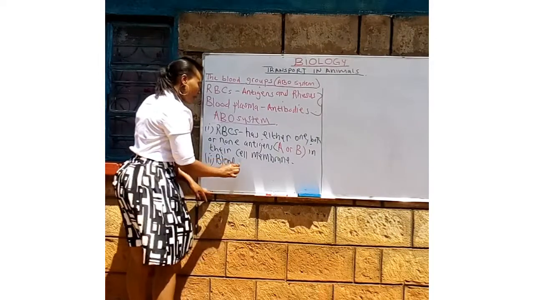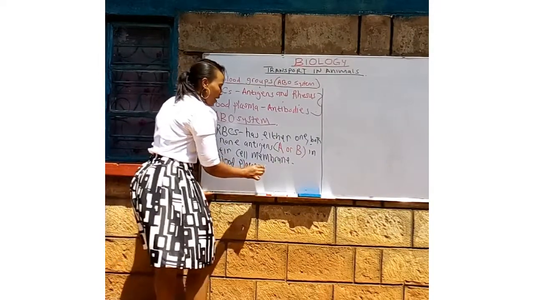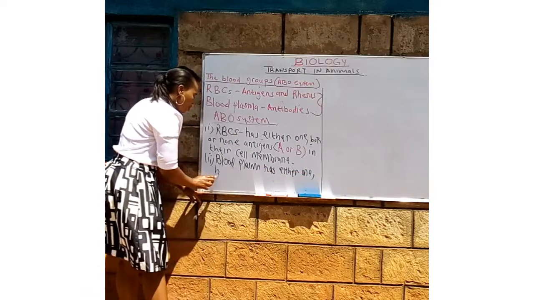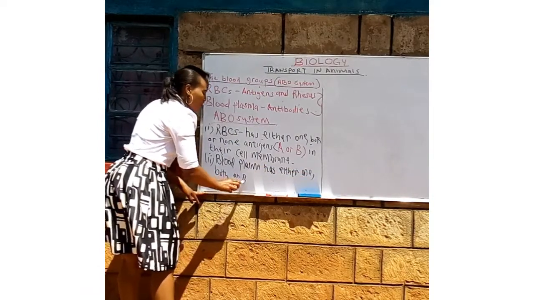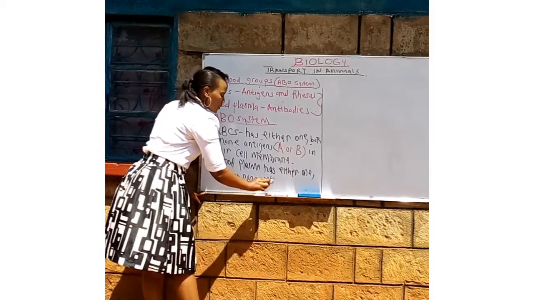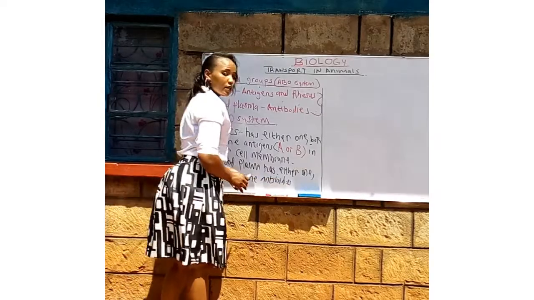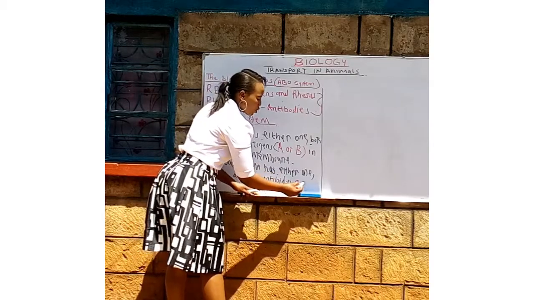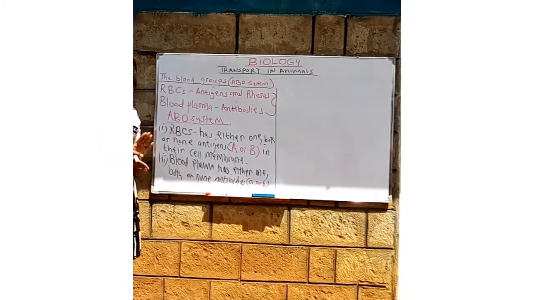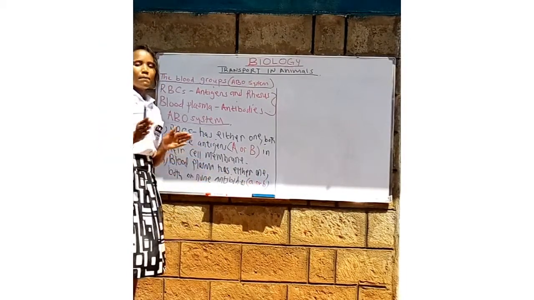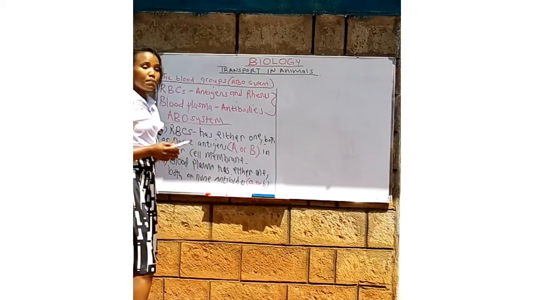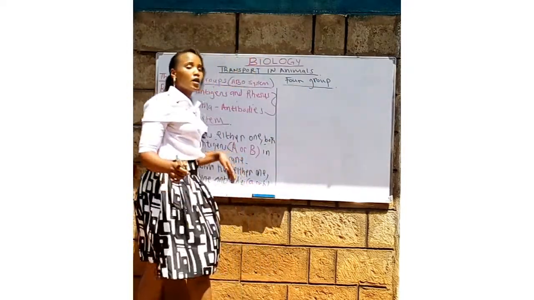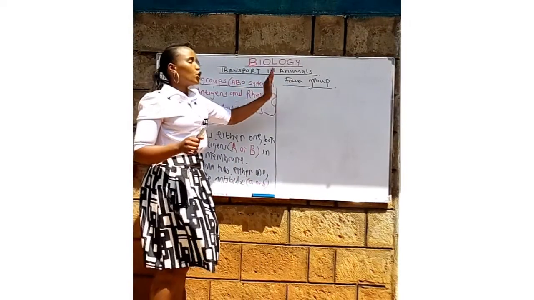Another factor is that blood plasma has either one, both, or no antibodies. And these antibodies are known as small or lowercase a or lowercase b. Therefore, based on these two factors, the blood of human beings can be placed into four groups.